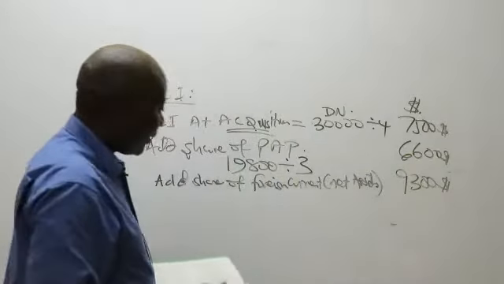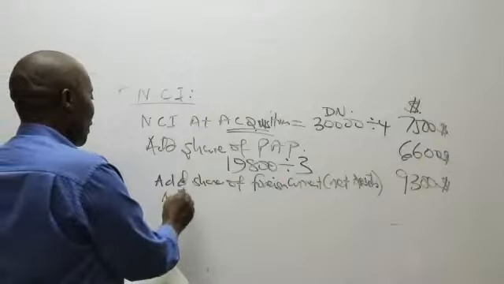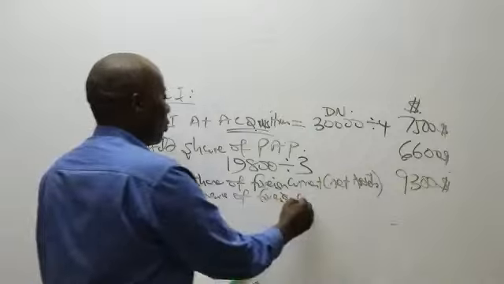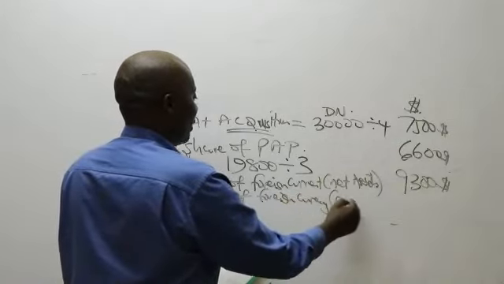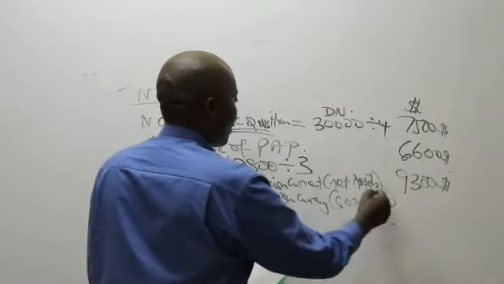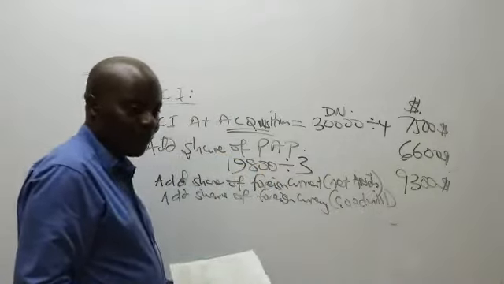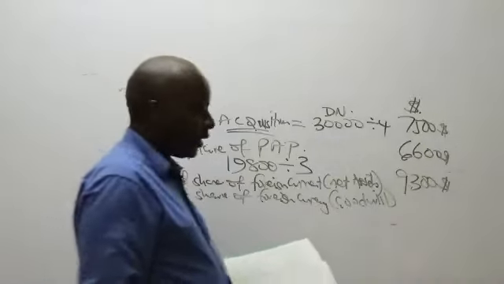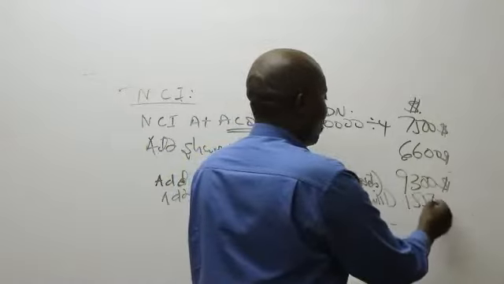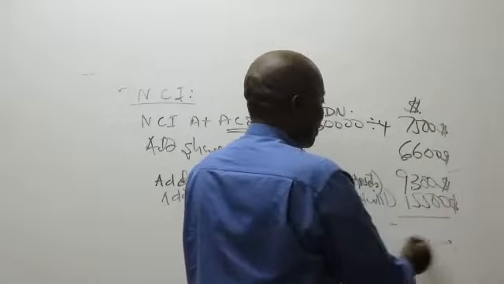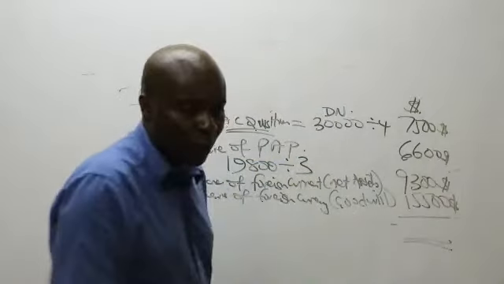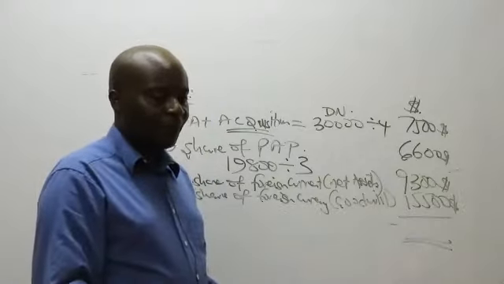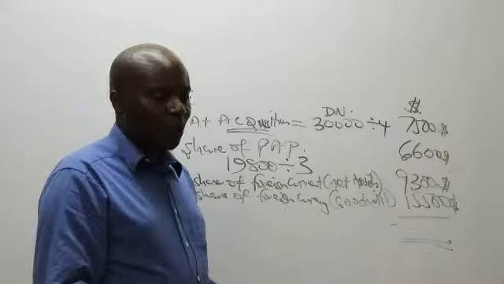All right. And then we have here, lastly, add share of foreign currency goodwill. How much? Goodwill, for goodwill, how much? Somebody, how much? 15,500. So could you kindly give me the total for NCI? What do we have there as the total for NCI?